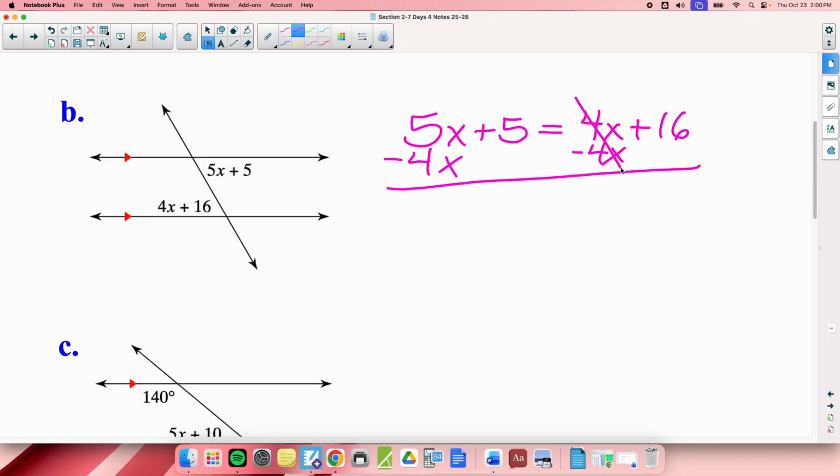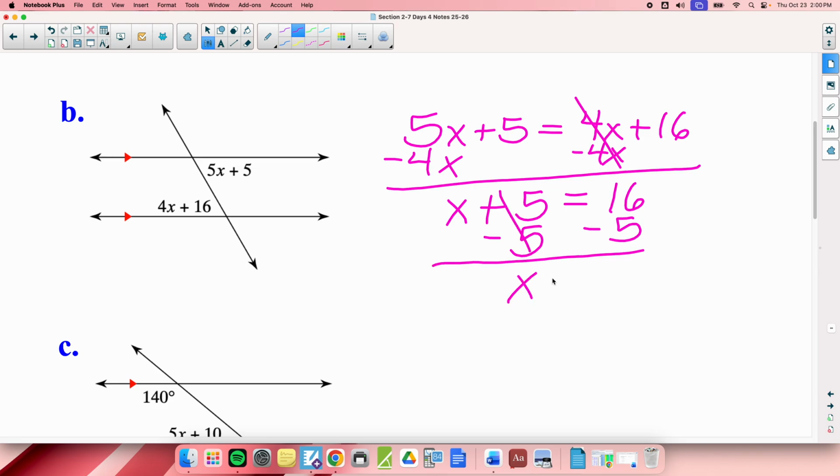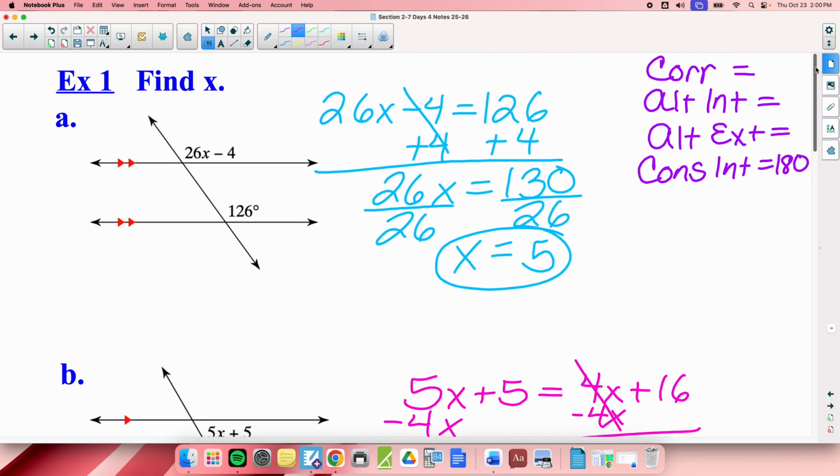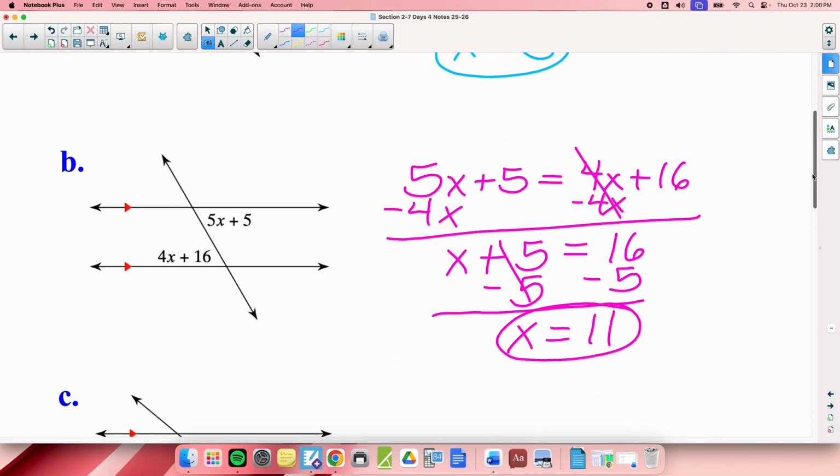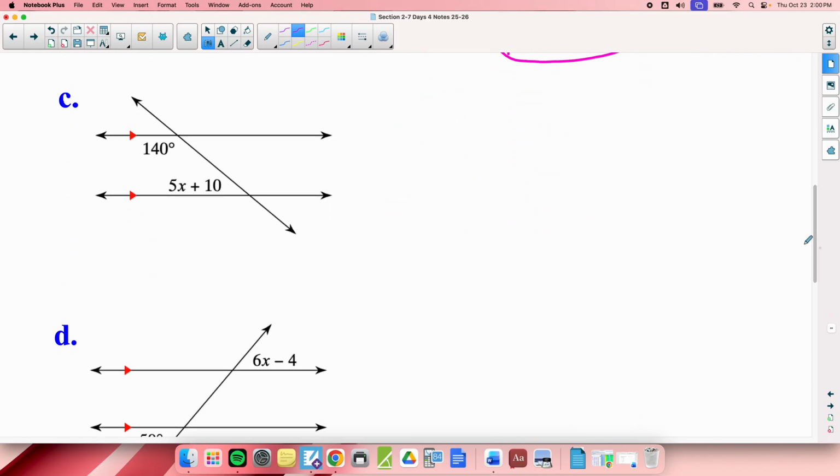Okay? 5x minus 4x is x, plus 5 equals 16. Then I'm going to subtract 5 and I get x equals 11. Okay? So if you can use these 4 rules and you can solve an algebra equation, you should be able to do this.